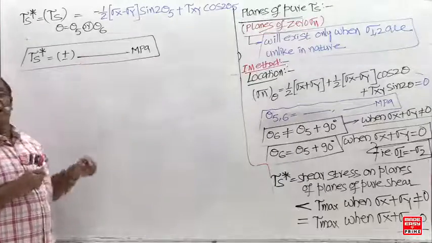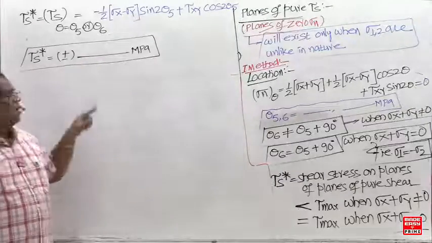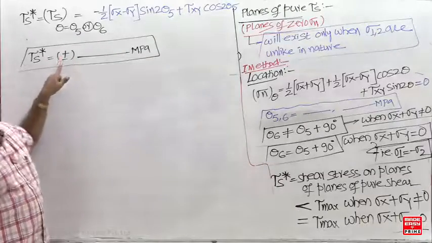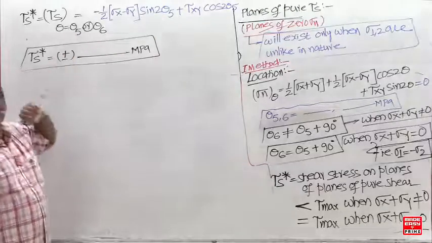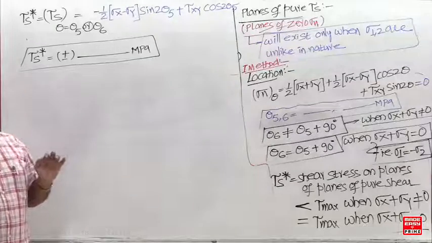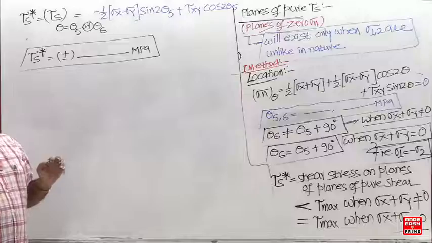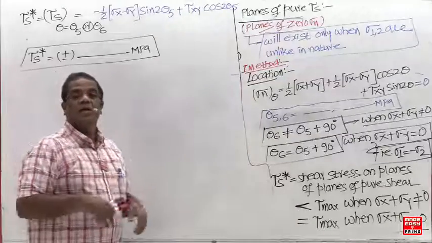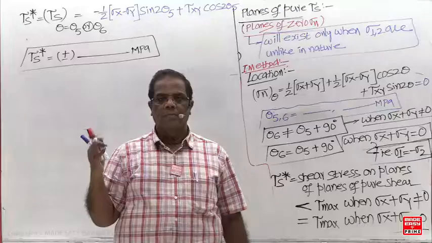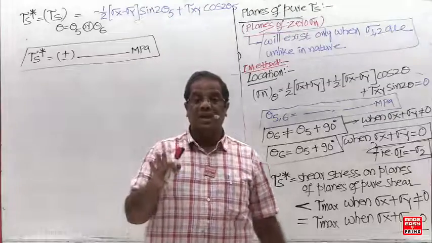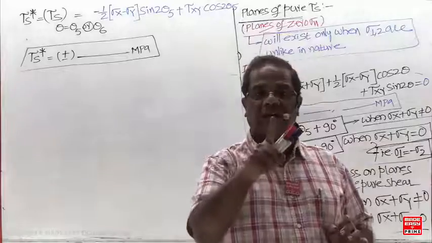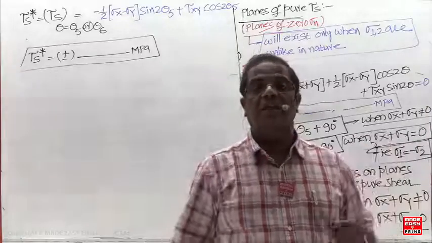Based upon this, everybody makes their own conclusion: Sir, they are equal and unlike, so they are complementary. Whether you substitute theta 5 or theta 6, I get the same value but unlike. Suppose substituting theta 5 I get plus 100, and theta 6 I get minus 100. Then everybody makes the conclusion: Sir, they are equal and unlike, therefore they are complementary planes. Whenever shear stresses are equal and unlike, the planes need not be complementary planes.